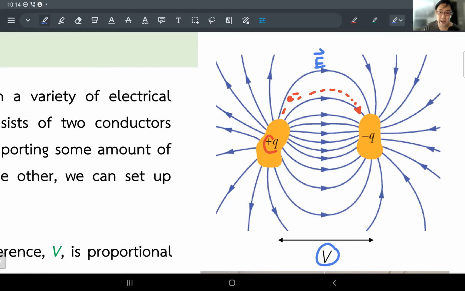So you can probably tell that around the positive charge, the potential is going to be high, and around the negative charge, the potential is going to be low. So that means among these two, there must be some potential difference. Okay, so that's a delta V.